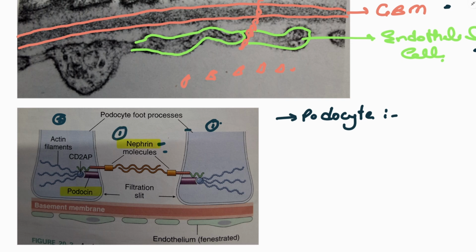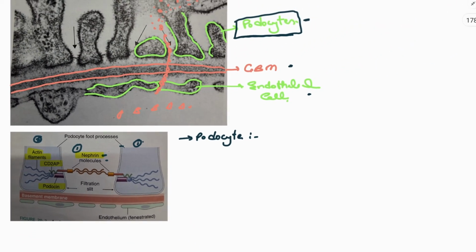Nephrin is encoded by the NPHS1 gene, and the second one is podocin. So podocin is the structure that is present inside the podocyte. It is encoded by the NPHS2 gene, and the next one is CD2AP. It is also present inside the podocyte, and the last one is actin filaments. So these are the different types of proteins one should remember regarding podocytes.